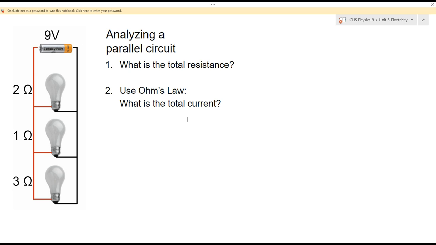So what is the total resistance? Well, remember, 1 over Rp for the parallel equals 1 over R1 plus 1 over R2 plus 1 over R3. Okay, so then I'm just going to substitute in the resistors.